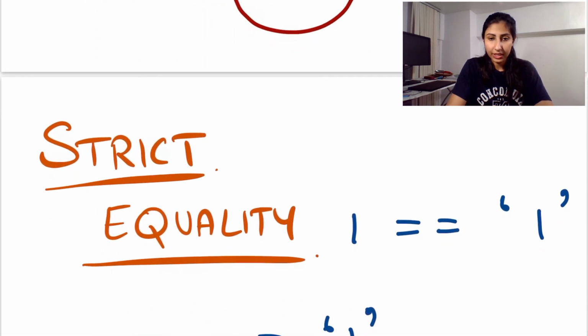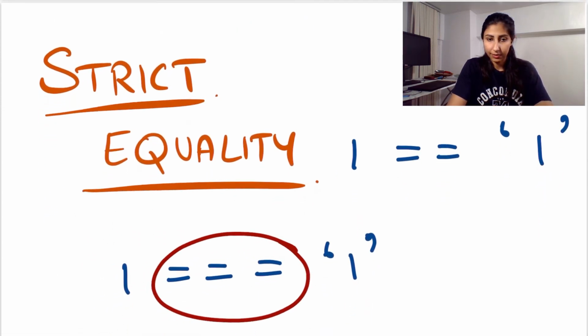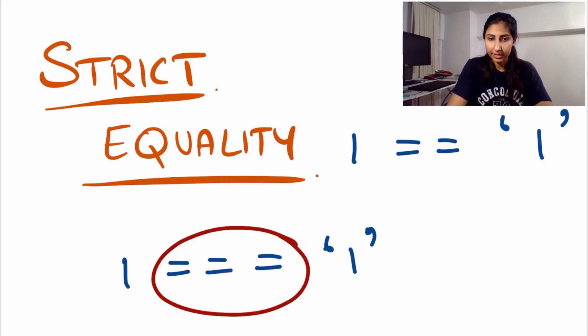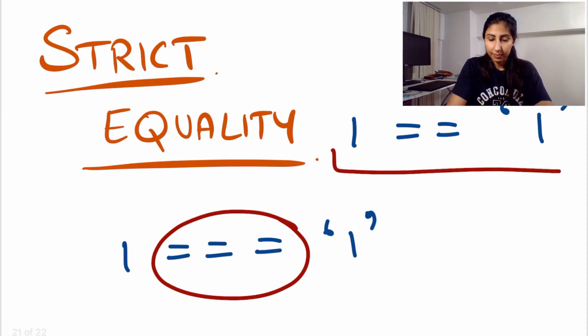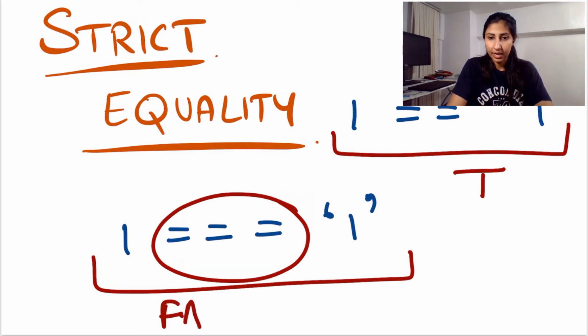We also have the strict equality operator represented by 3 equal signs, which checks equality without type conversion. So 1 double equals the string 1 is true, and 1 triple equals the string 1 is not. So that is it for this video. Next time we are going to continue our discussion on JavaScript by talking about control flow statements.